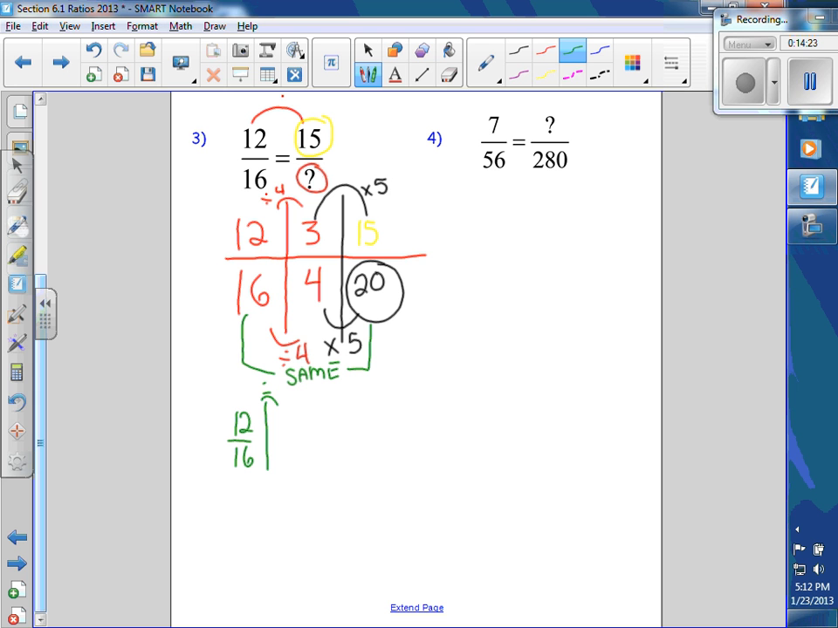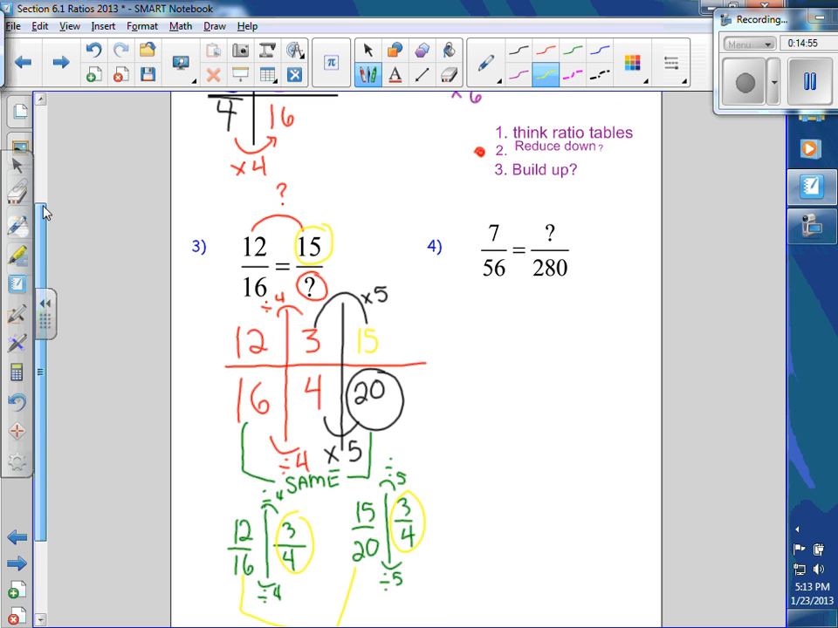The reason is they both reduce down to 3/4. I can divide this by 4, like I did above, and I get 3/4. And I can take 15 over 20 and divide each of these by 5 and get 3/4. And so they're both equal to 3/4, which means they have to both be equal to each other.